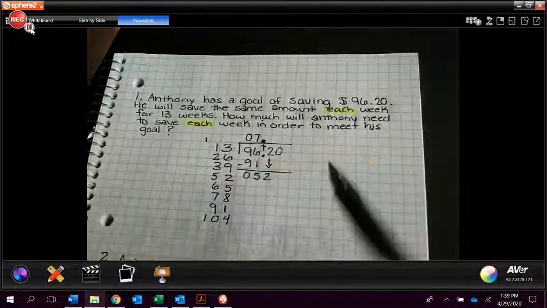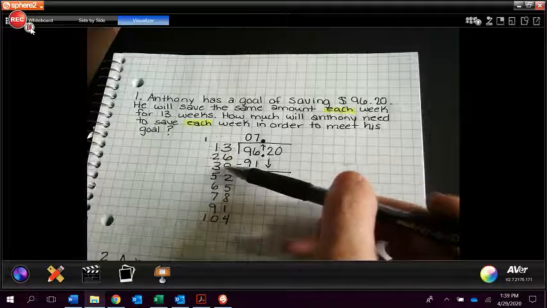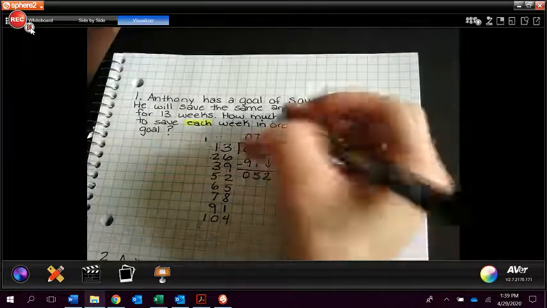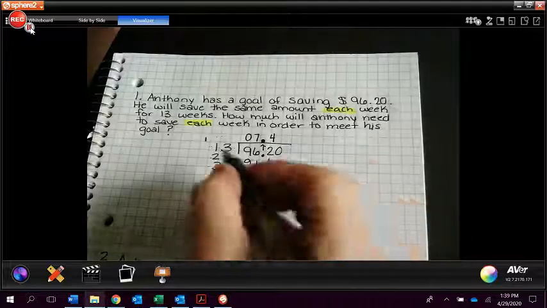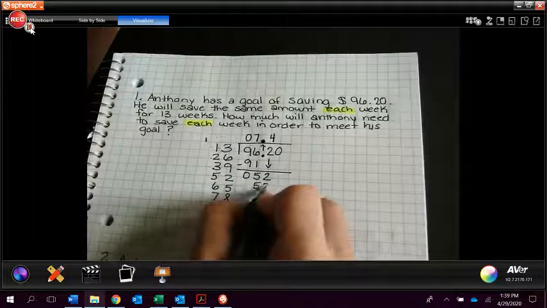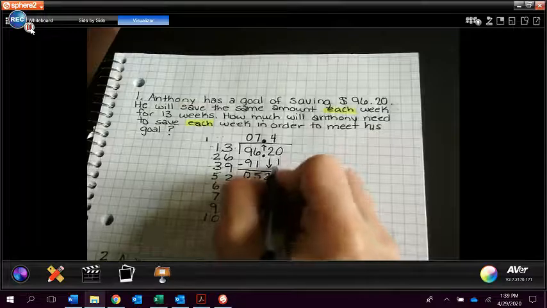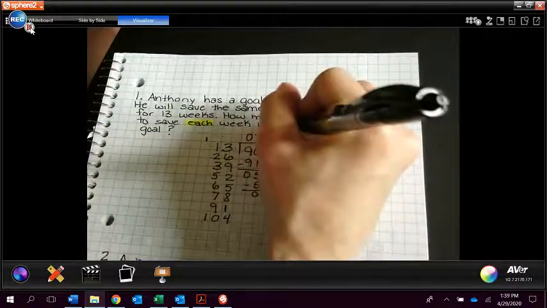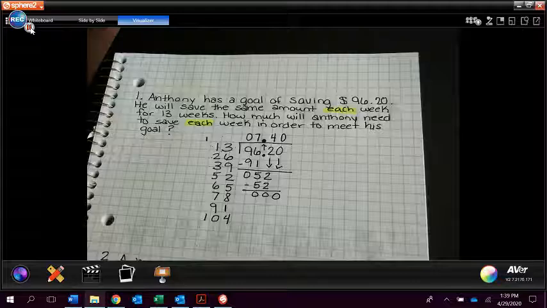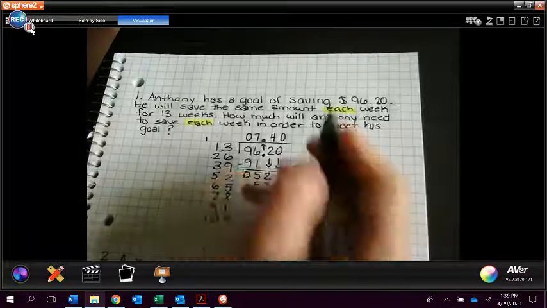Now, how many times does 13 go into 52? 1, 2, 3, 4 times. So we put our 4 here. 13 times 4 gives me 52. And again, I'm going to subtract. I bring my 0 down as well. And my 0 comes up. So the answer to the problem is 7.40.